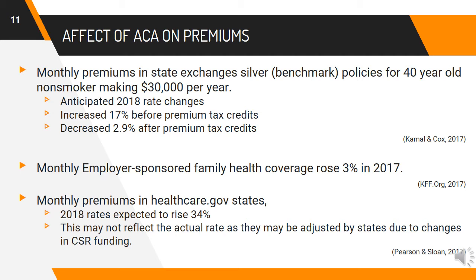We compare that with the employer-sponsored family health coverage plan, which in 2017 rose by 3%, and the anticipated rate for the average monthly premium in the healthcare.gov states, which is expected to rise by 34%. The Avalere group that reported this rise in the healthcare.gov states did point out that it may not reflect the actual rate, as they may be adjusted by the states due to the changes in the cost sharing reduction funding.